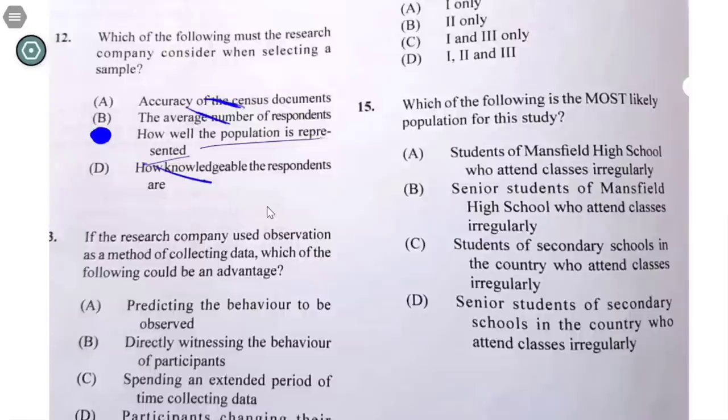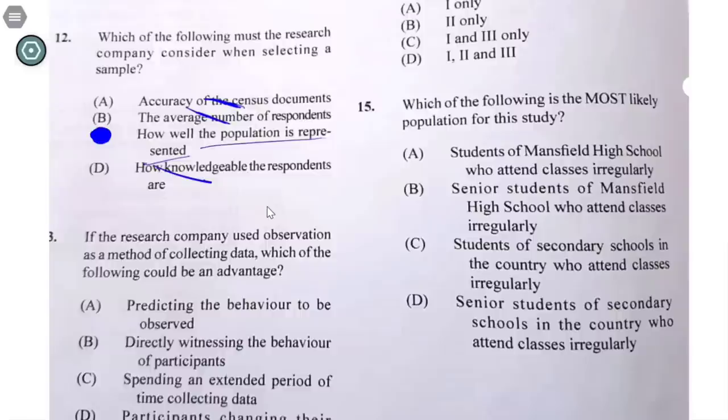Now, you want to do the research on those 5 students who attend classes irregularly to find out why they attend classes irregularly, right? So having a sample size of 20 students who actually attend a class regularly wouldn't be a proper representation of the population or the sample.